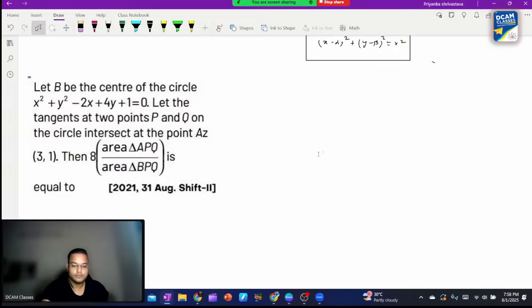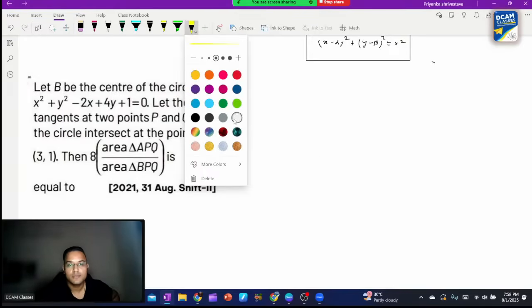So the tangents are drawn from two points, P and Q. From P and Q, they are drawn, and they intersect at a point A. Why have they given D? Can I draw a diagram? Wait, let me.